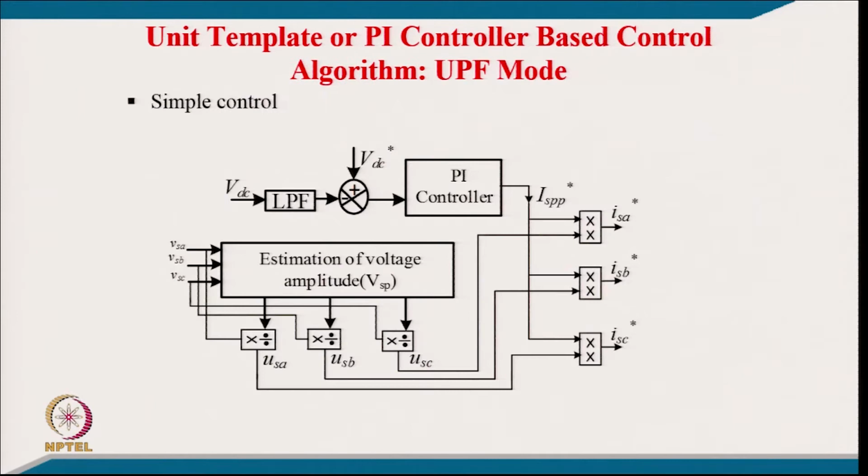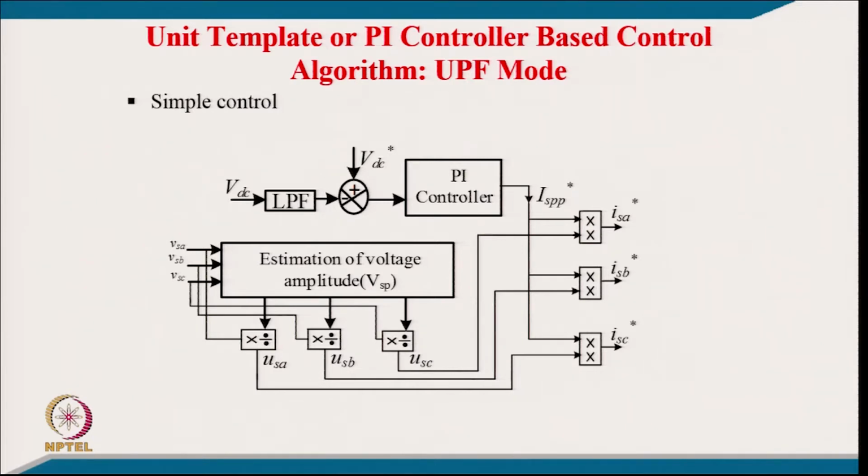We will discuss this with this block diagram. First we would like to discuss the unit template or PI controller based algorithm for the unity power factor mode of operation of D-STATCOM. It is a simple control, as you can see in this diagram. We have a reference DC link voltage, which we have already discussed in the design. Typical example I have already discussed: for a 415 volt 3-phase supply system, we can take around 700 volt.